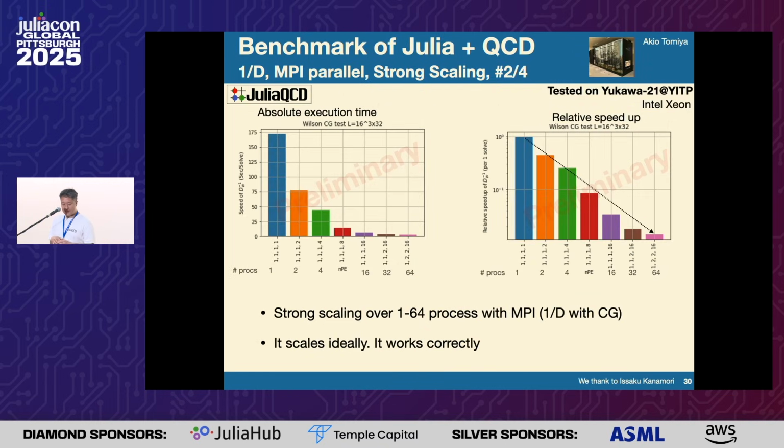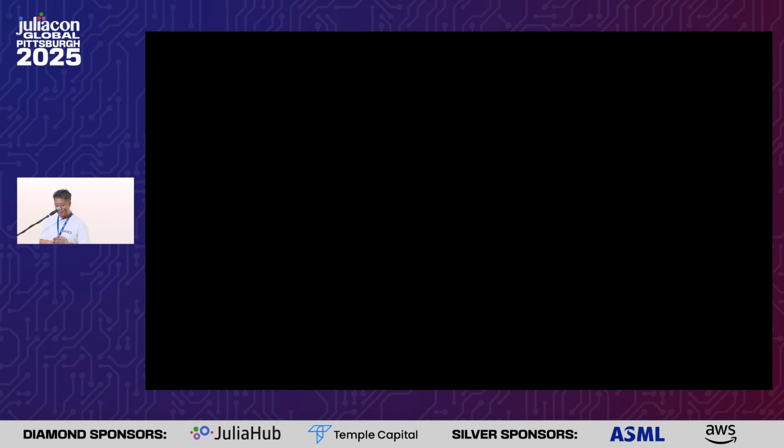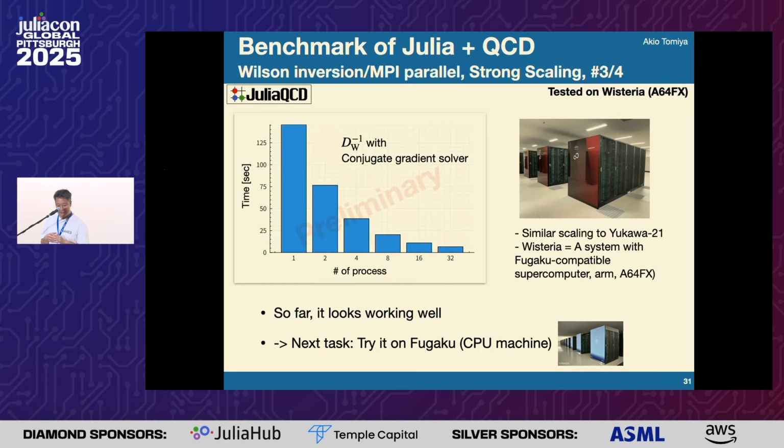Okay, this is the second example of the benchmark. We calculated the inverse of D slash, which is done by a conjugate gradient solver. The plot on the left is the absolute execution time, and on the right is the relative speedup versus the number of processes using MPI. You can see that it scales ideally and works correctly. So MPI works correctly. And this is a similar result with Visteria, the Fugaku compatible one. This also works well.